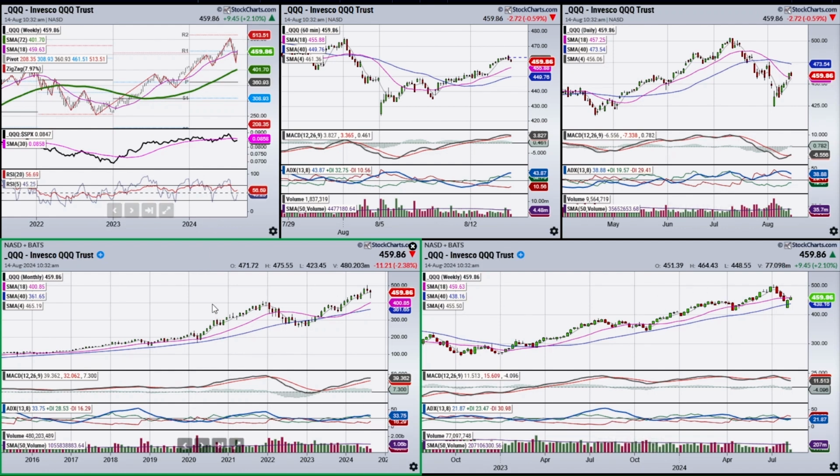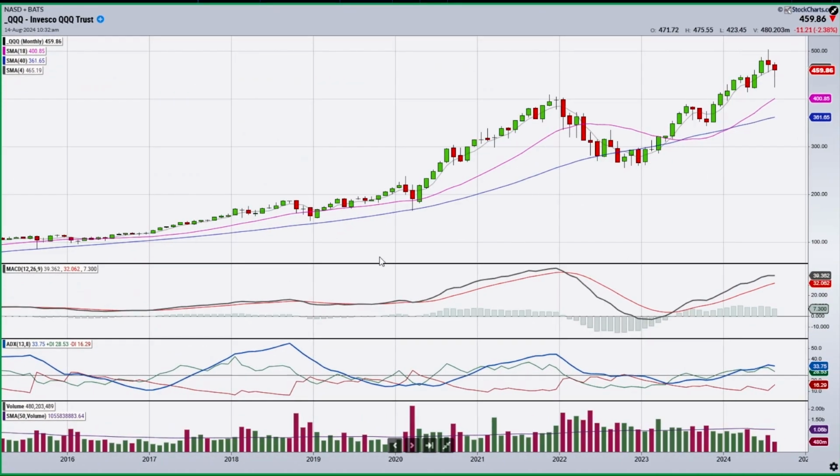So one of the things I wanted to point out here is if we look at the QQQ from a bigger picture standpoint, we turned at the 500 mark, created a pretty big tail off the high, and now we're creating a pretty big tail off the low, which is not that far away from this support zone right underneath.